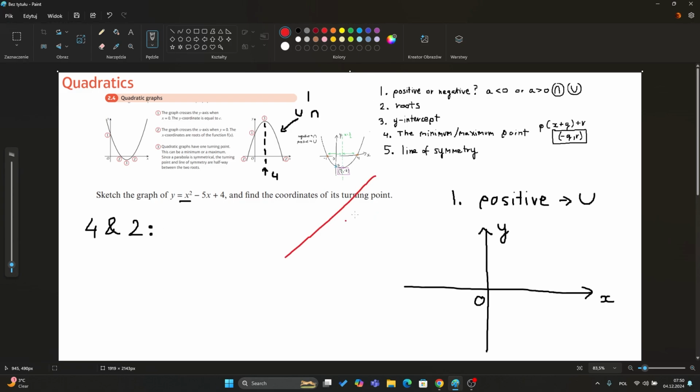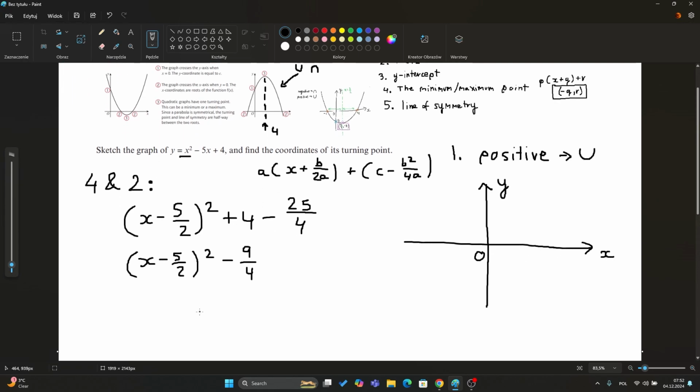So here we have a list of things that we need. We're going to find the roots and the minimum point of the graph, because if the graph is positive, then we see that there is a minimum point on the graph, and if it was a negative graph, then there would be a maximum point. But because we're dealing with a positive graph, we're dealing with a turning point that is a minimum.